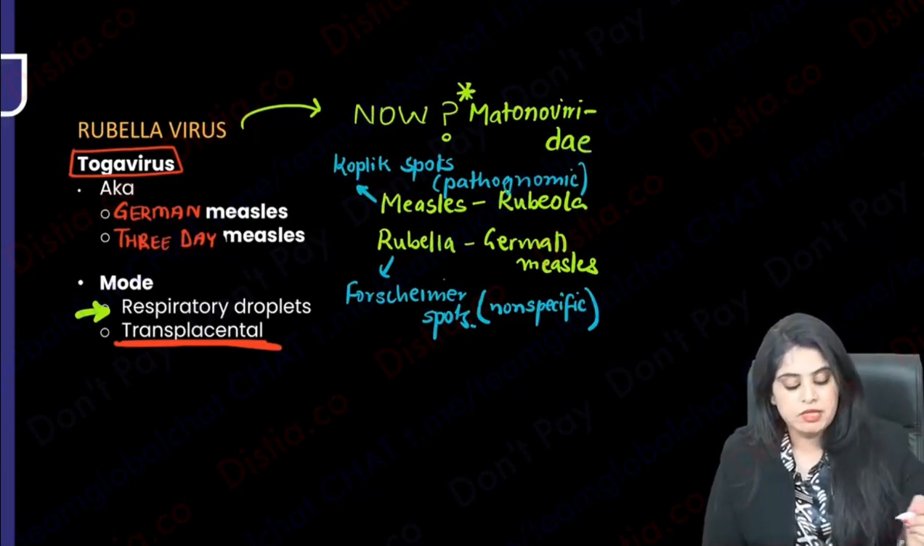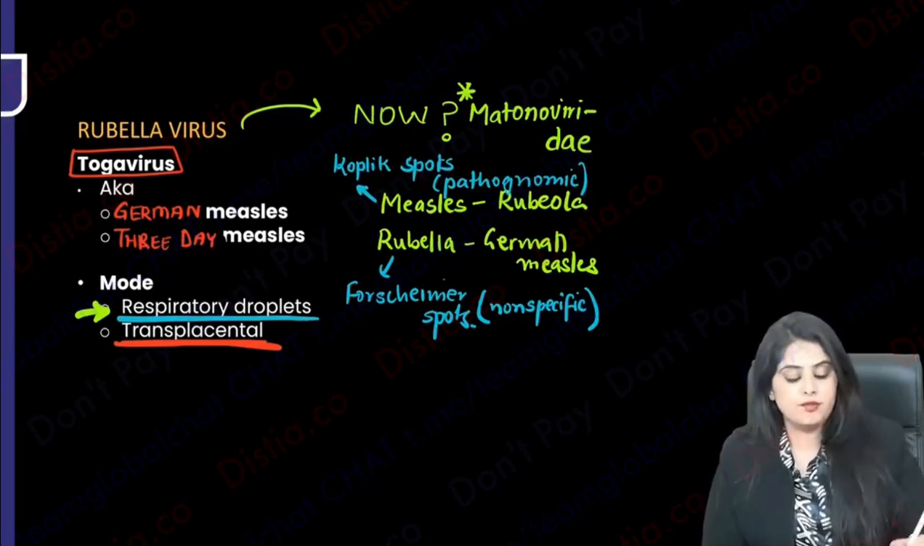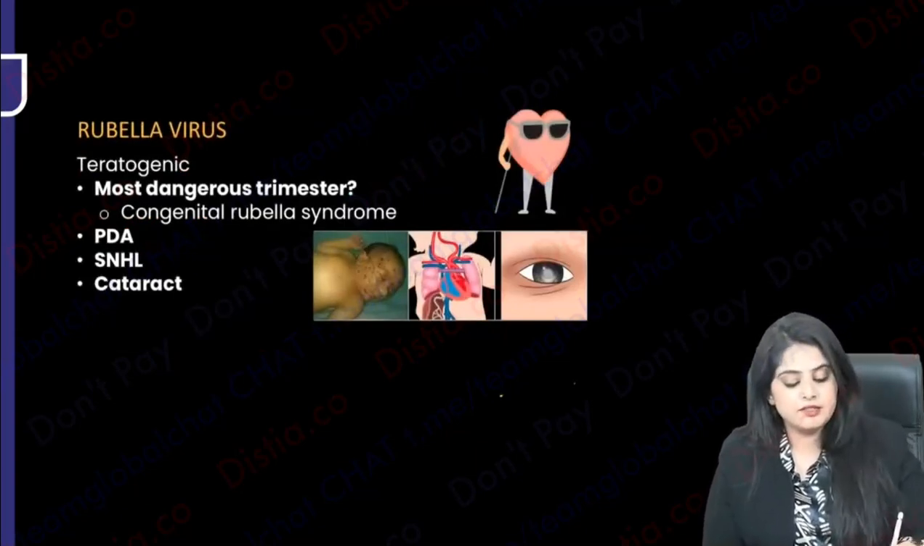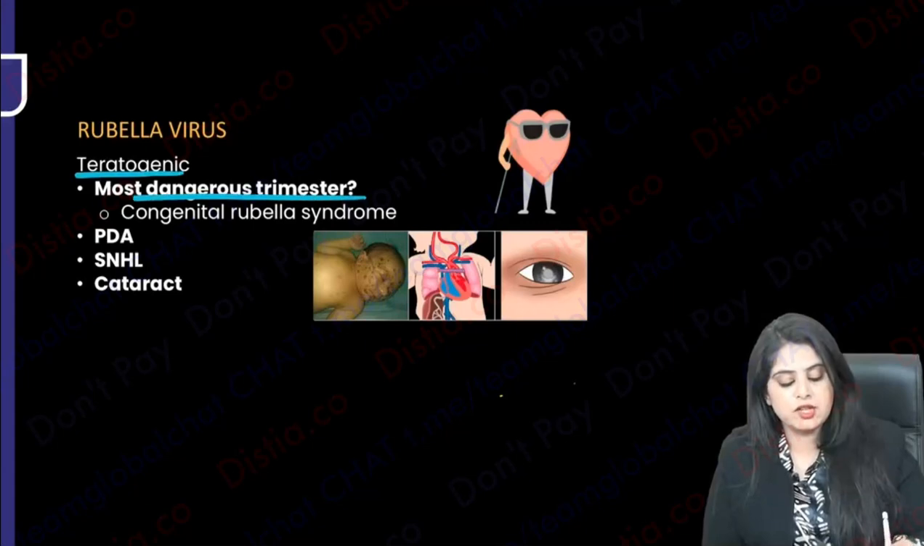Okay, let's move forward. You've understood that it spreads via respiratory droplets, how it causes URTI, rash and all of that. But what is this transplacental thing? So yes, it can go from mother to child. It is teratogenic. So you know this question's answer.